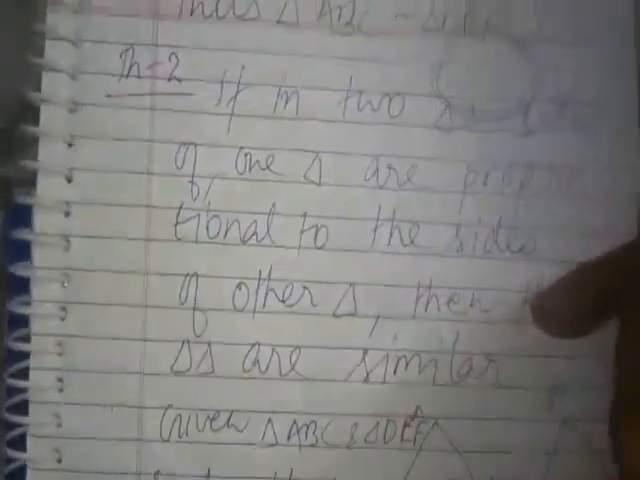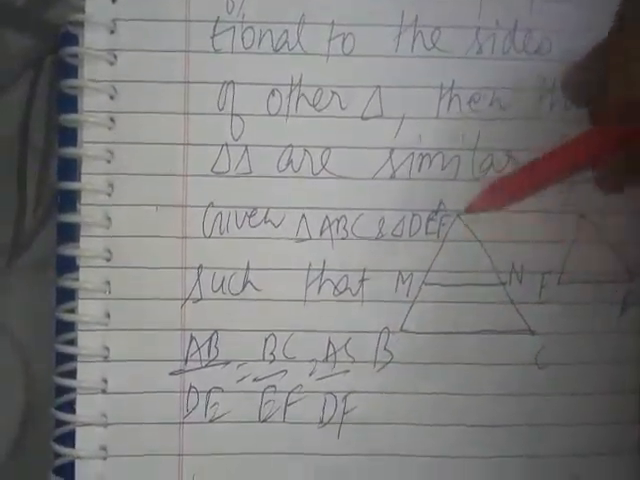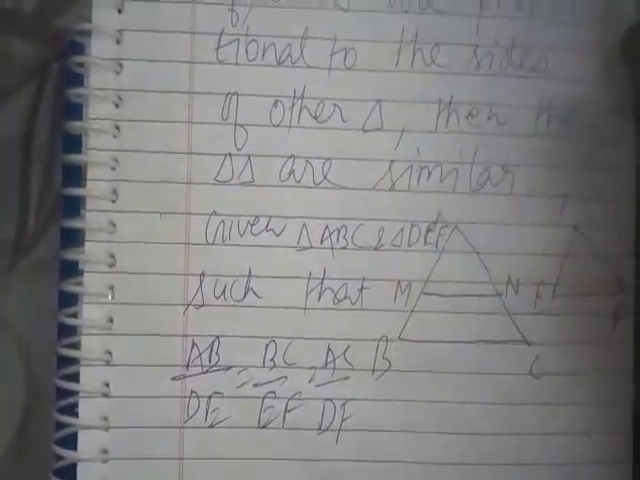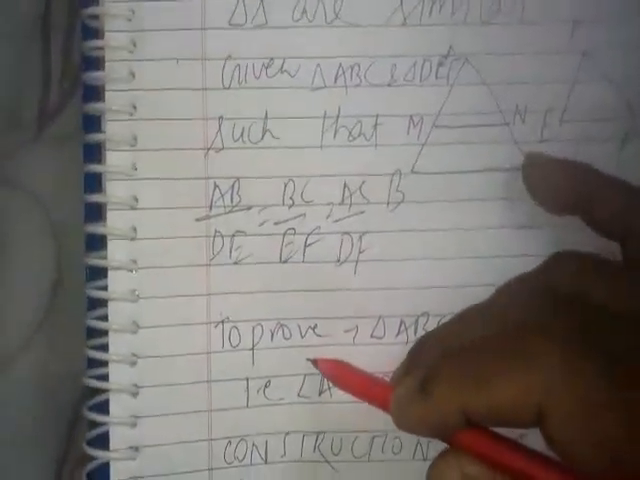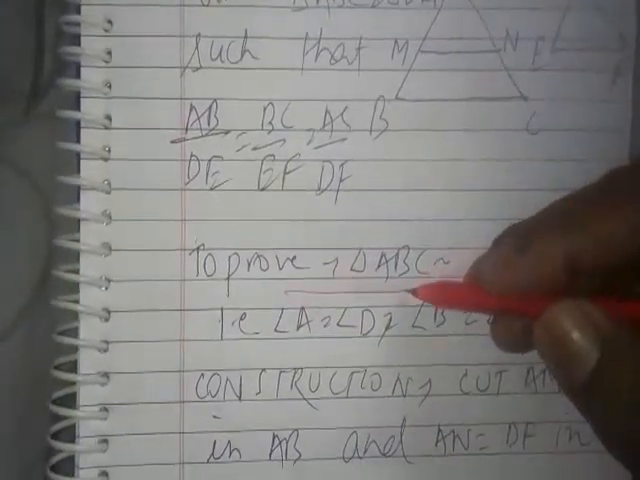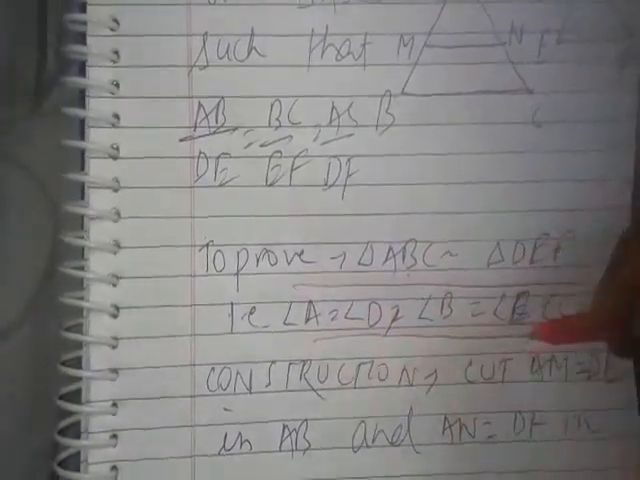Here what is given to us? Triangle ABC and triangle DEF are the two triangles in which the ratios of the sides are equal. It means that AB by DE is equal to AC by DF is equal to BC by EF. All three sides of one triangle are proportional to the three sides of the other triangle. Now what do we have to prove? We have to prove that triangle ABC is similar to triangle DEF. It means that we have to prove that the three corresponding angles are also equal to each other.